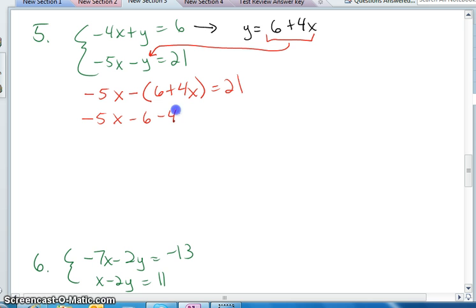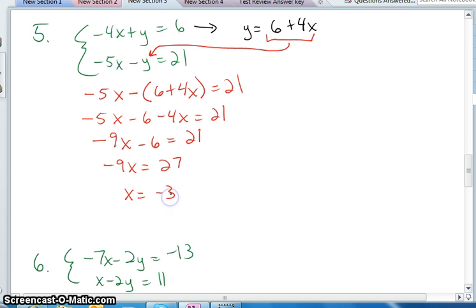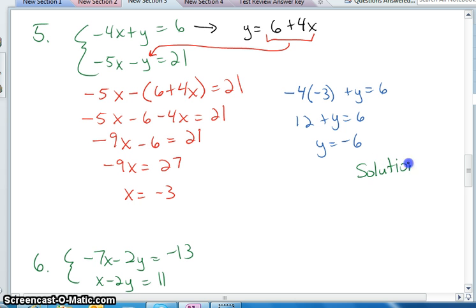Distribute. Combine like terms. And solve. So I know x equals negative 3. Now I'm just going to put that in place of one of my equations. Your choice. I'm going to go with the first one. Which means my solution is negative 3, negative 6.